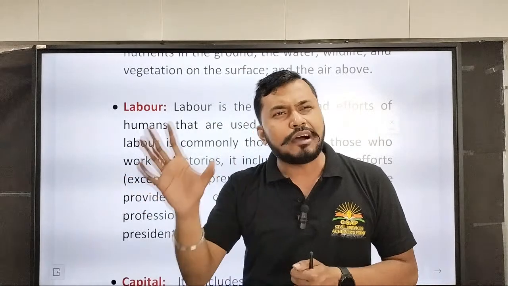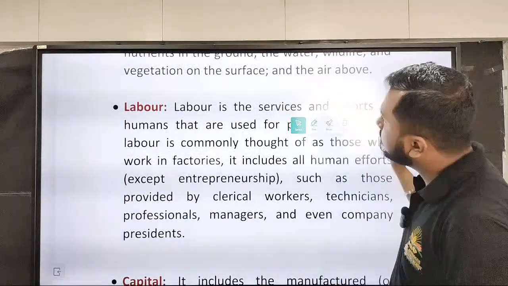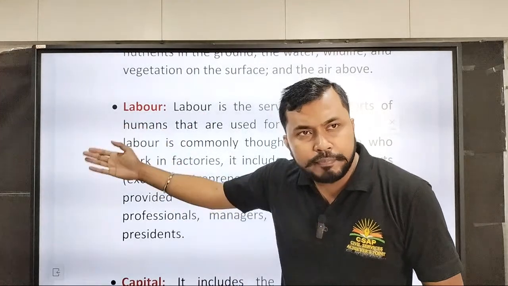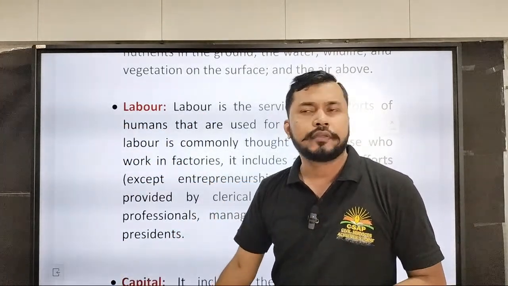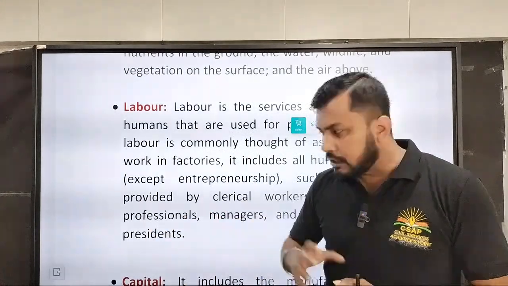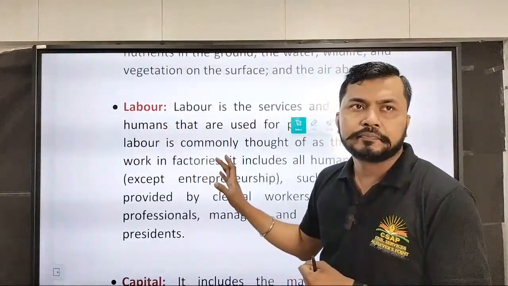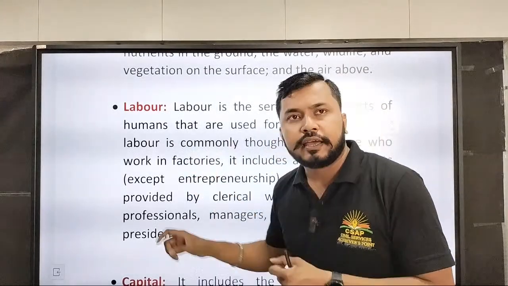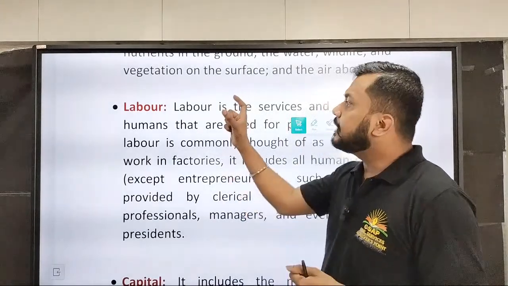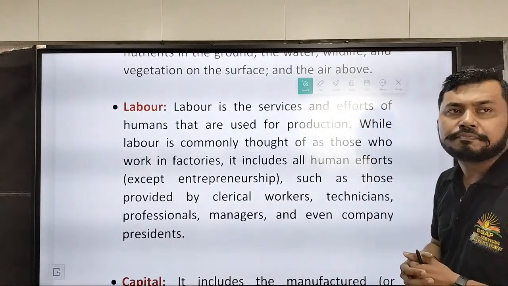Without labor you cannot succeed. Today if I say that if this particular unit, this Android TV, would not have been carried from the ground floor by a labor, it would never have come here. Physical labor, the person who directly came and installed everything on the screen, he is a technician, so he is going for mental labor. So therefore labor is one of the services and efforts that humans directly put into the factors of production.